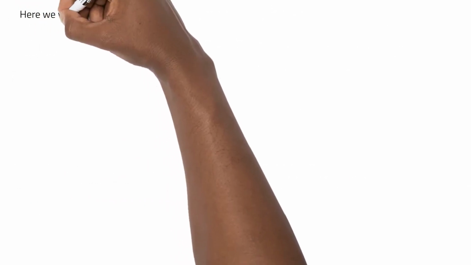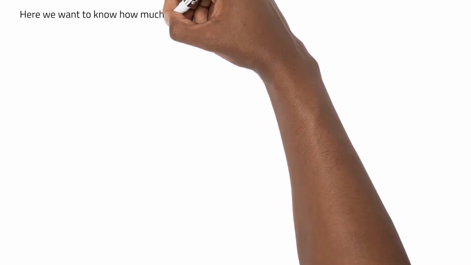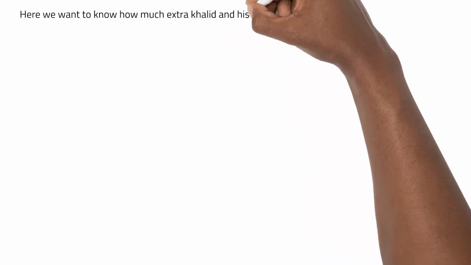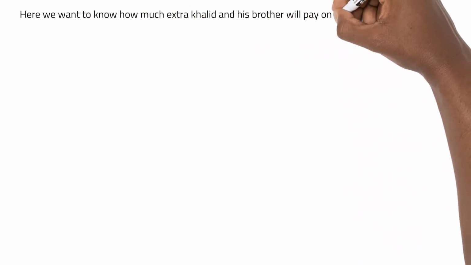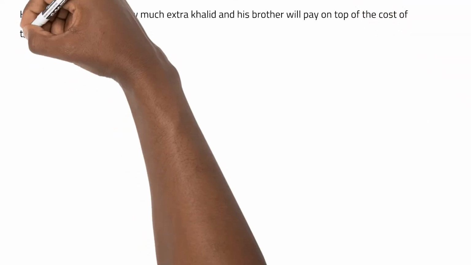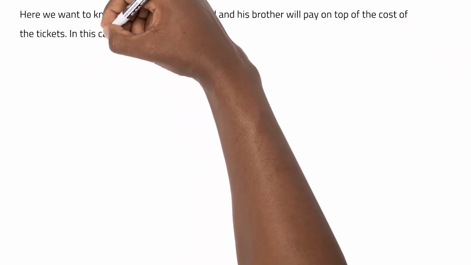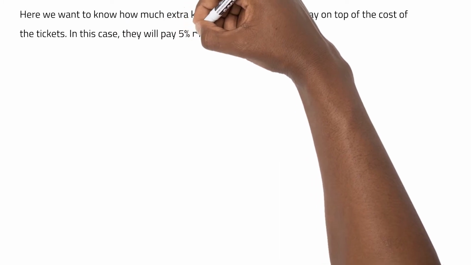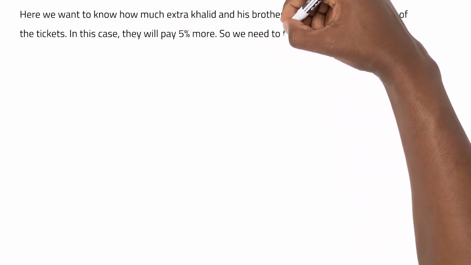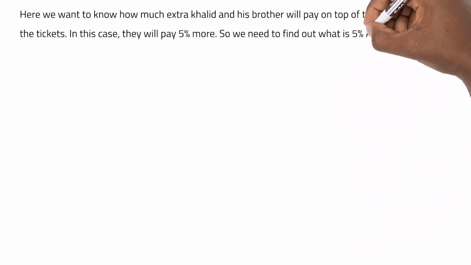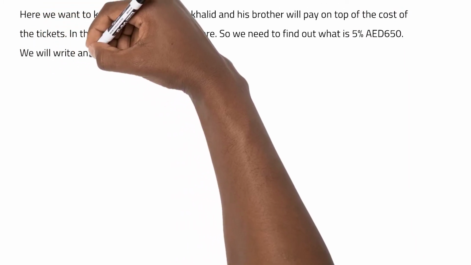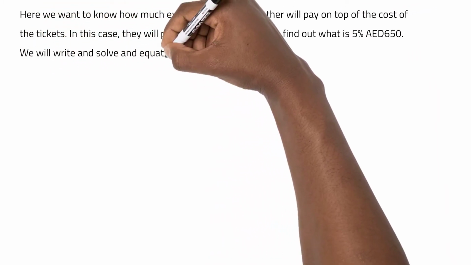So here, we want to know how much extra Khalid and his brother will pay on top of the cost of the tickets. In this case, they will pay 5% more. So we need to find out what is 5% of 650 United Arab Emirates dirhams. There is a number of ways to find the answer. Let us look at the simplest one. First, we will write and solve an equation.